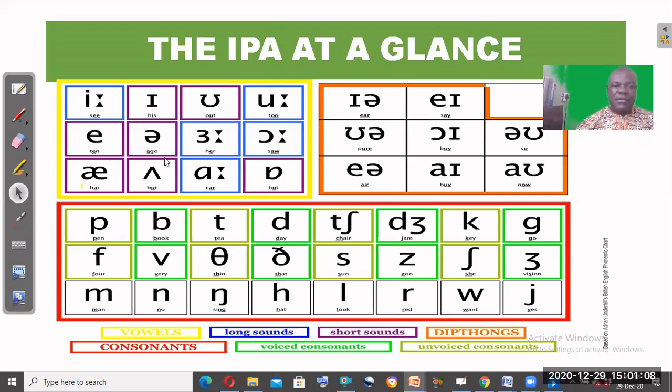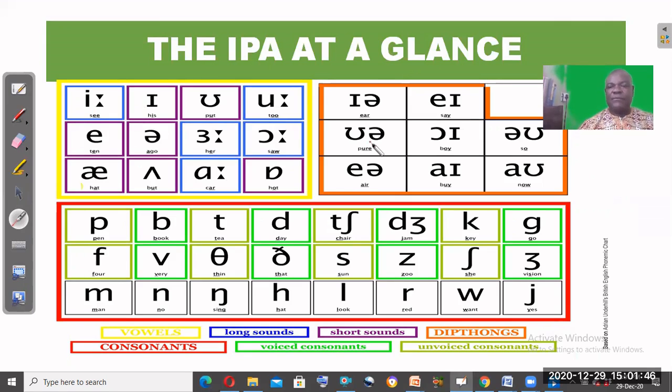The IPA is made up of the vowel sounds and the consonant sounds. But today we are concerned with the vowel sounds. And among the vowel sounds, we are concerned with the monophthongs. You can see that we have 12 monophthongs here. 1, 2, 3, 4, 5, 6, 7, 8, 9, 10, 11, 12. These are the 12 monophthongs. Of course, we earlier saw them.